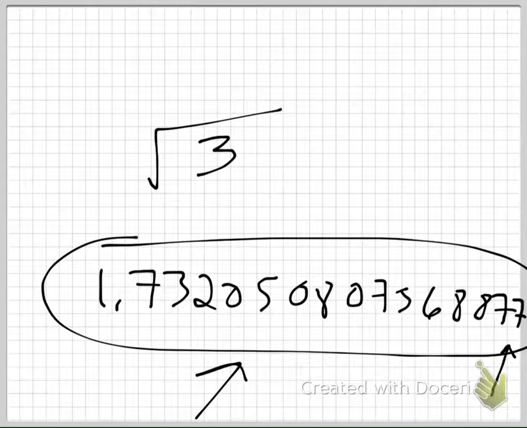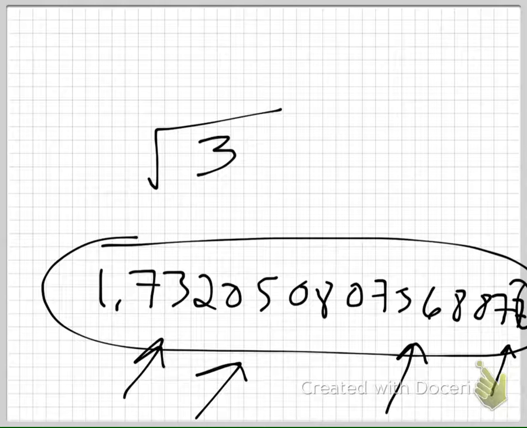Therefore, since this number never ends, and I can never actually have it exactly right, every time I stop here at that 7, this is really close. That number times itself is very close to 3. It'll be like 2.99999999999999999, whatever, right? But that still means that this answer is just an estimate. It is not the exact answer. No matter how many decimal places I go, it's always going to be an estimate. Therefore, there is no exact number for the square root of 3, so that's an irrational number.